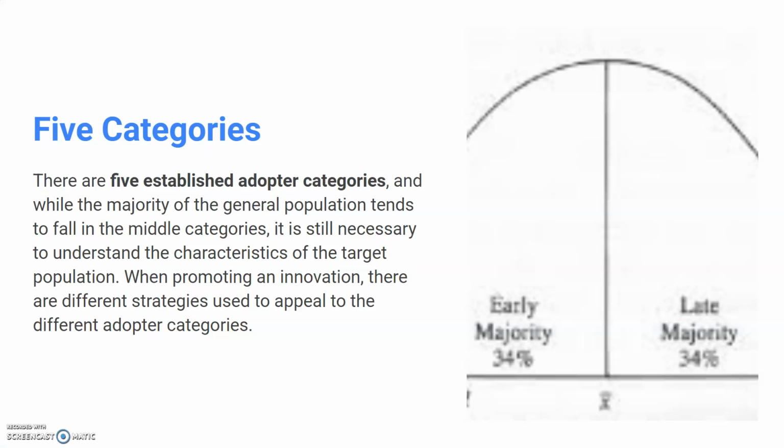So in Rogers' model, there's 5 categories, these adopter categories. And while the majority of the general population tend to fall in the middle, so we're talking about the early majority and the late majority categories, it's necessary to understand the characteristics of the target population. When promoting an innovation, there are different strategies used to appeal to the different adopter categories.